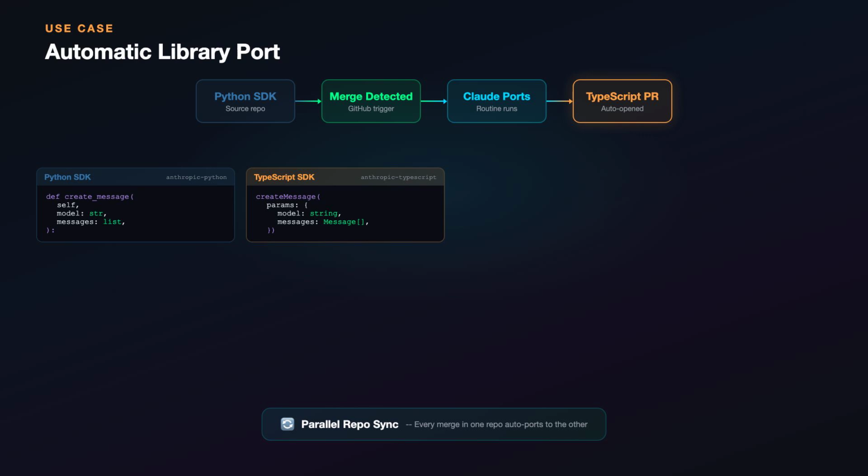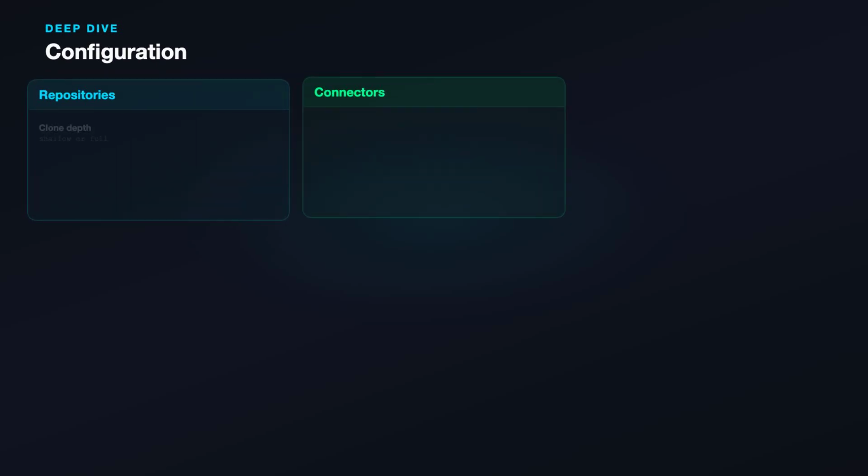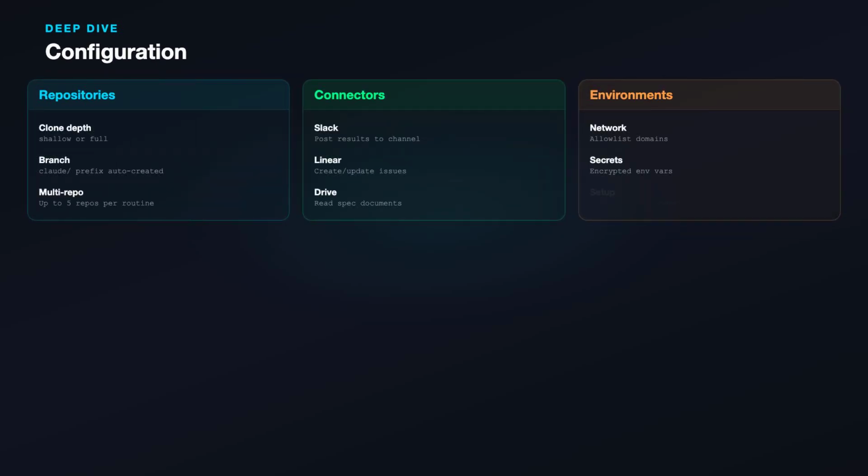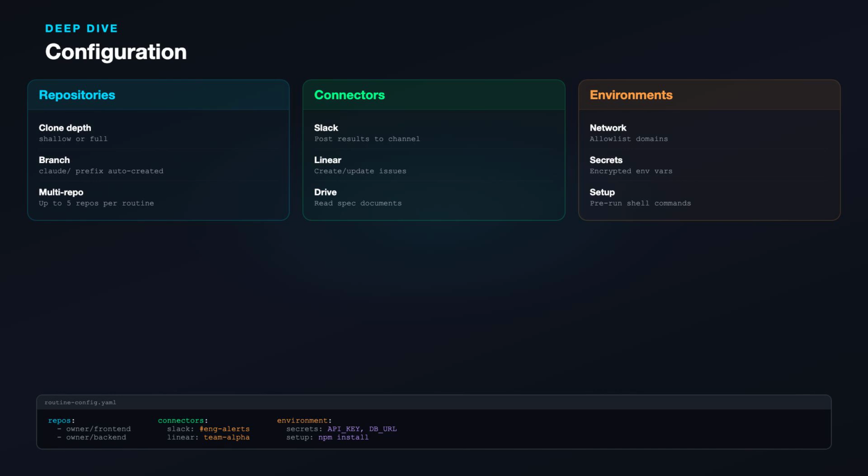This pattern works for any parallel code base, documentation mirrors, mono repo sync, or multi-platform support. Let's talk about configuration. Repositories. Each one is cloned at the start of every run from the default branch. Claude creates branches prefixed with claude/ for its changes. You can enable unrestricted branch pushes per repo if needed.